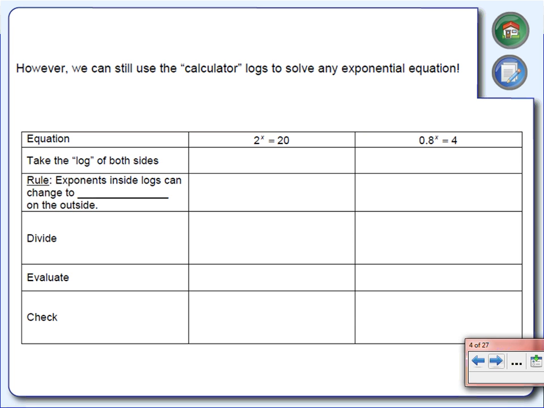We said the opposite of the exponent was log. So to solve this equation, we're going to start by taking the log of both sides of the equation. In other words, we're going to have log of 2 to the x power equal to the log of 20. All I'm doing is taking the log of both sides.